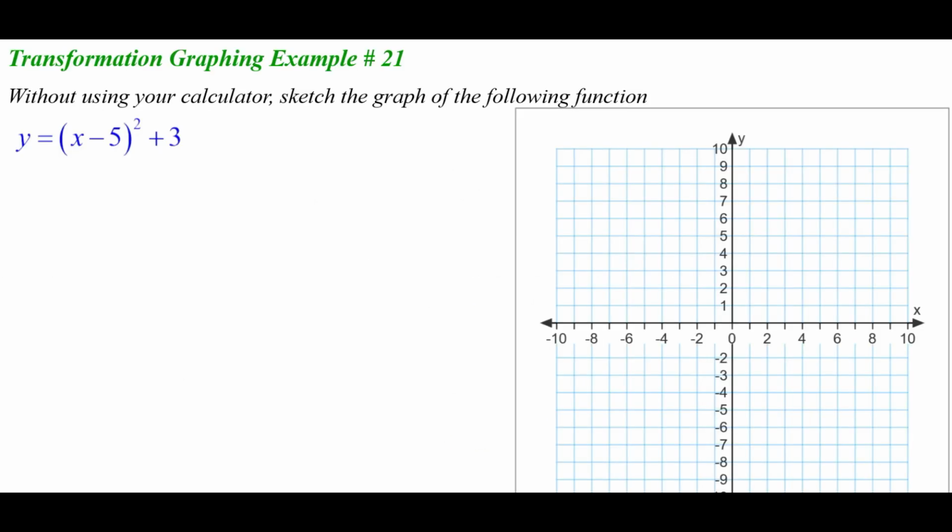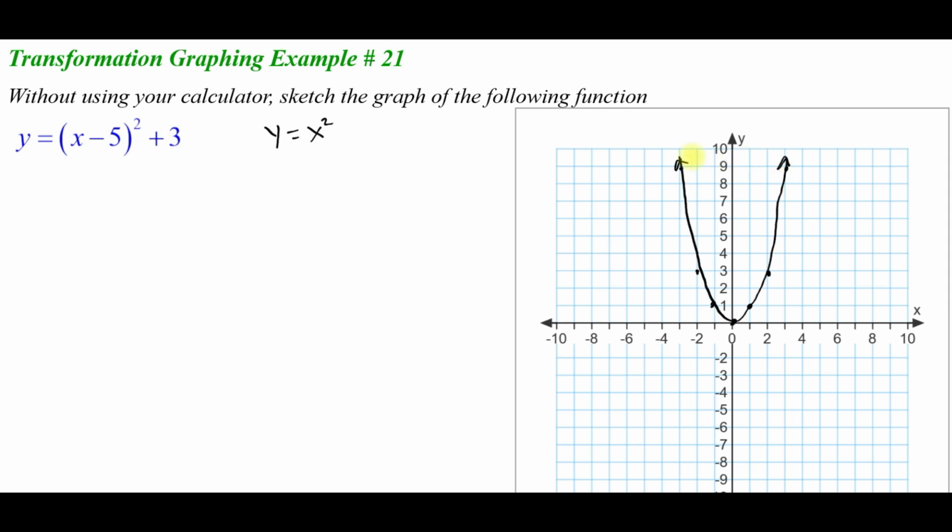Okay, and then the final thing that we want to be able to do is to sketch a graph of a transformed equation, again, without your calculator. So the first thing that I want to think about is my basic function, y equals x squared. So you should be able to sketch that basic graph. So you know it goes through (1, 1), (2, 4), (3, 9), (-1, 1), (-2, 4), (-3, 9).